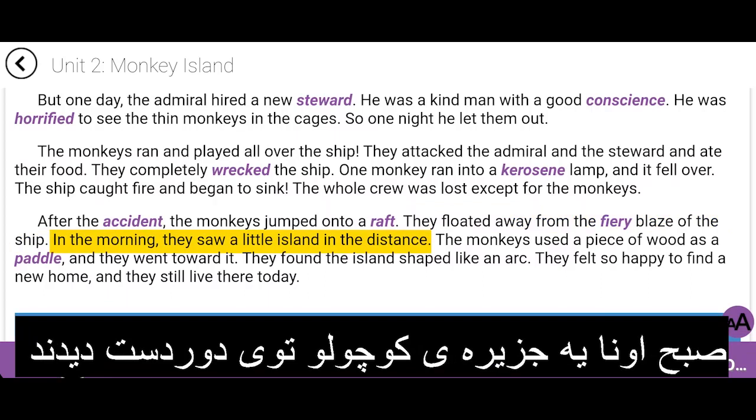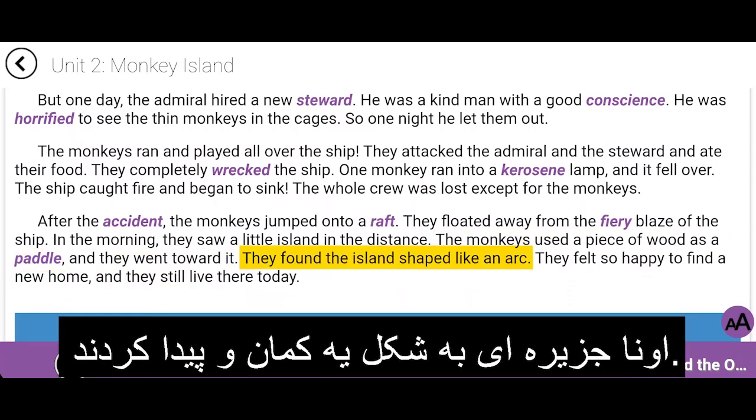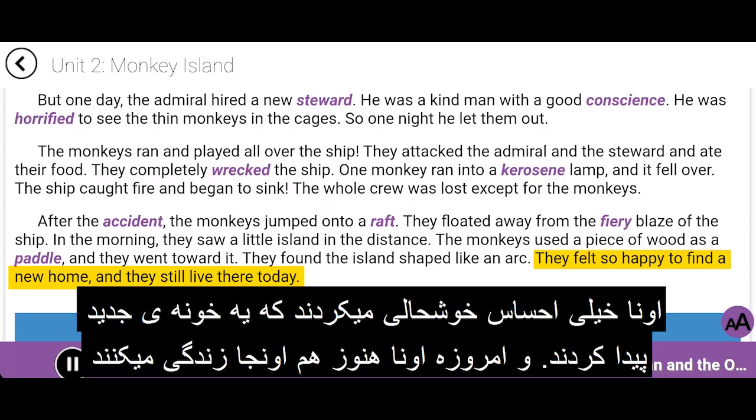In the morning, they saw a little island in the distance. The monkeys used a piece of wood as a paddle, and they went toward it. They found the island shaped like an arc. They felt so happy to find a new home, and they still live there today.